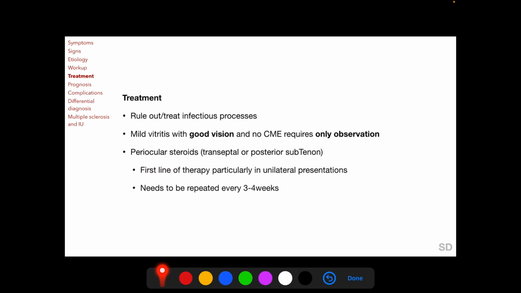Like any uveitis process, ruling out or treating an associated infectious process is the first paradigm in the treatment of intermediate uveitis, and mild vitritis with good vision and no CME requires only observation. So there will be intermediate uveitis patients whom we need not treat, and these are the patients having vitreous cells but with good vision and no cystoid macular edema. Periocular steroids such as transseptal or posterior subtenon is the first line of therapy, particularly in unilateral presentations, and they need to be repeated every 3 to 4 weeks.